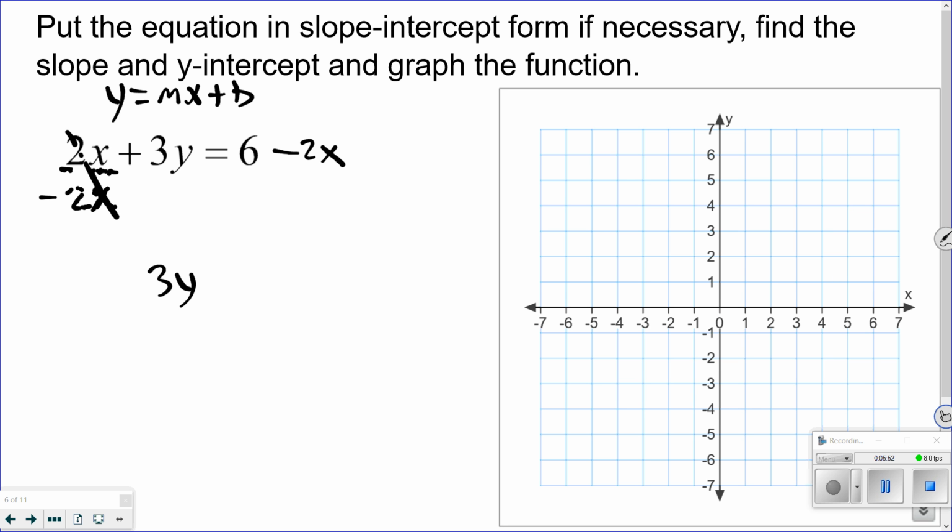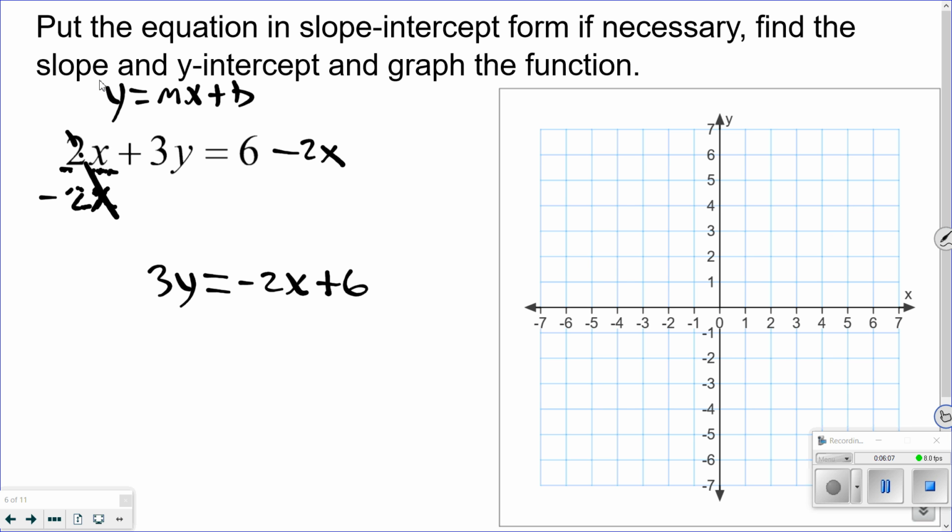Now I'm left with 3y equals, and then I'm going to switch those two around. I want the x to come first. So I have 6 minus 2x. I'm going to write it as being a minus 2x plus 6. Notice how the minus stayed with the 2x and the 6 was positive. It's a plus 6. The signs stay the same.